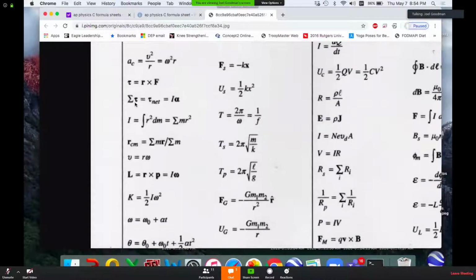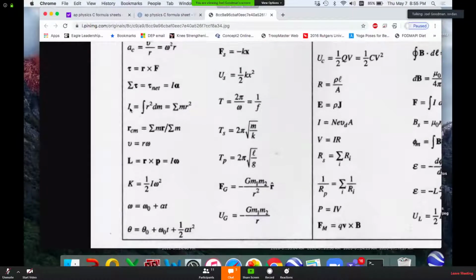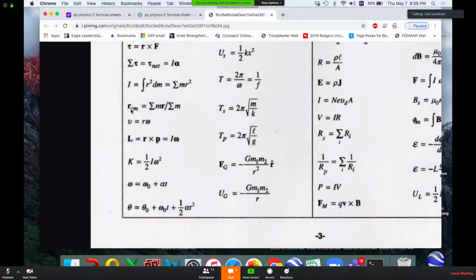Okay, the sum of the torques is equal to I alpha. Does anybody know the name of this law? Newton's second law for rotation. Correct. So it's F equals ma for rotation. I equals a little mass times a distance squared, and then you integrate it. So you add up all of your inertias. This is for finite amounts. I should say it this way: this is for discrete masses. This is for continuous masses.